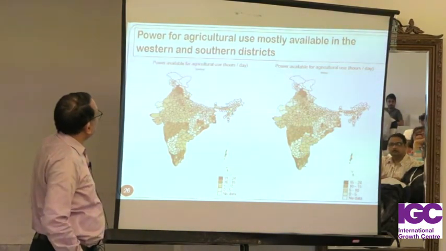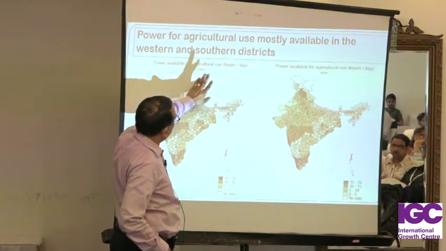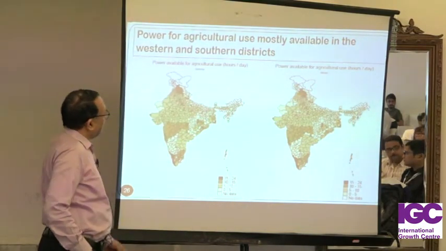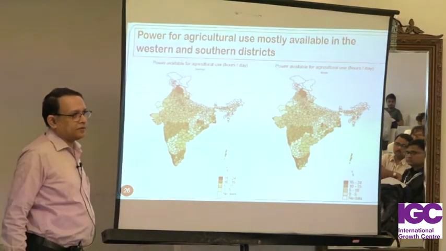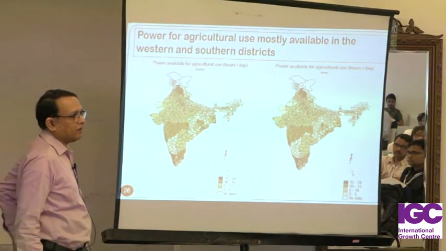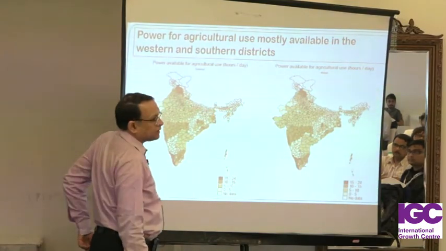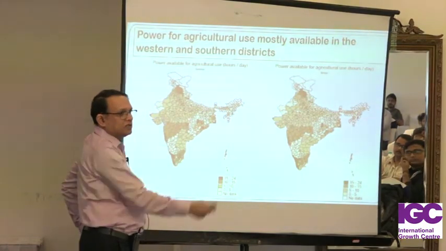This is power for agricultural use during summer months, hours per day, and that is in winter. Again you see there are clear patterns. Some states have a much higher power availability than other states, and there are differences between the seasons also.